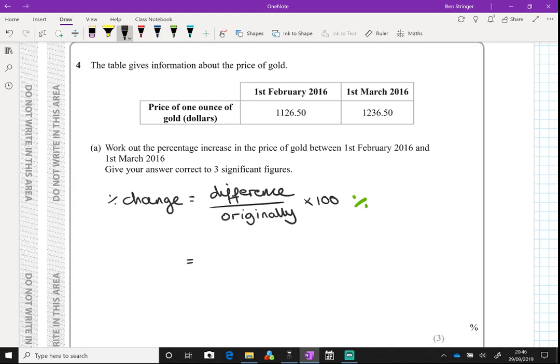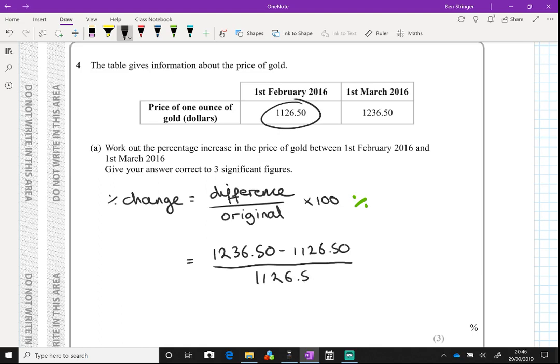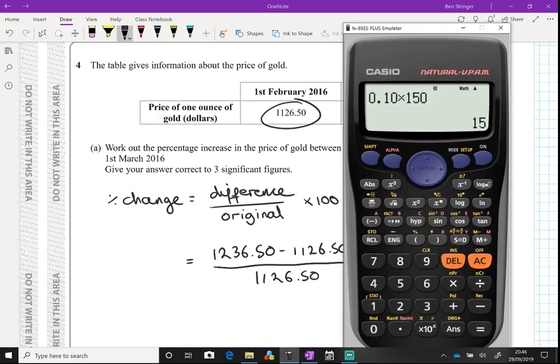The difference, the new value take away the old one, that's going to be the difference between the two values. Divided by what it was originally, the original value, or the old value if you like. That'll give us a decimal or fraction. If we multiply that by 100, it will give us our percentage. It's just a case now of inputting the values.